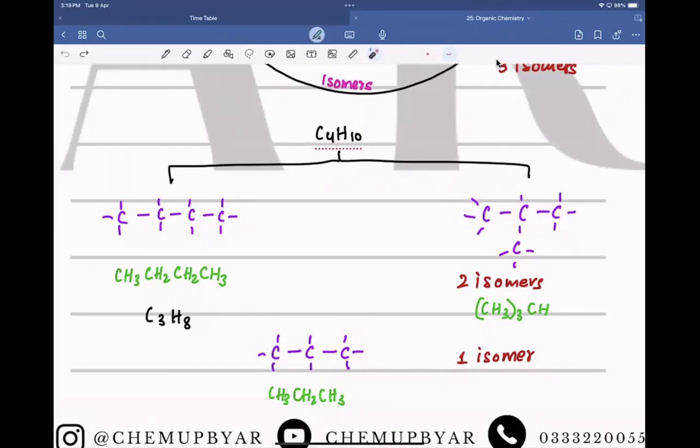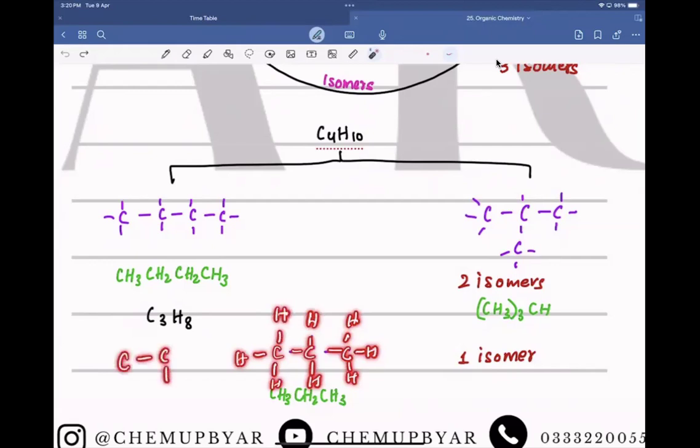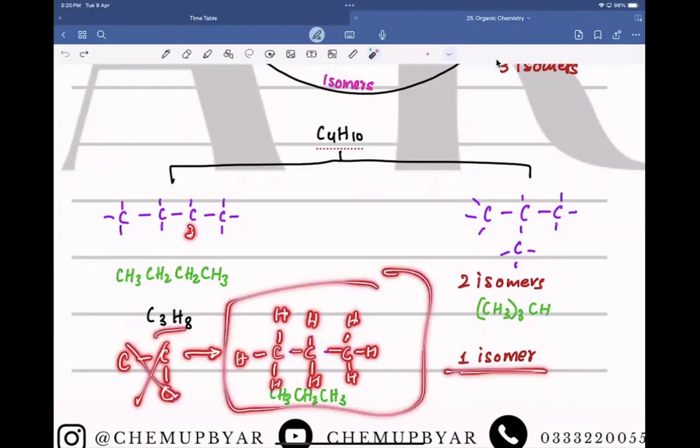Sir, I didn't get this one. See, how many different structures can you make from C3H8? Only this one, putting 3 carbon atoms in a chain. Can you make any other structure of C3H8? No, I can't make a branch, right? Because it's like this, so it is the same as this one. As I have told you, a branch is only formed by the carbons in the middle of the chain, not at the terminals. So this cannot be done. So it has only 1 structure, so only 1 isomer exists.